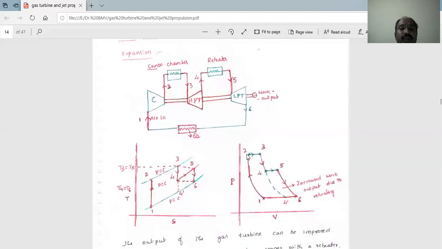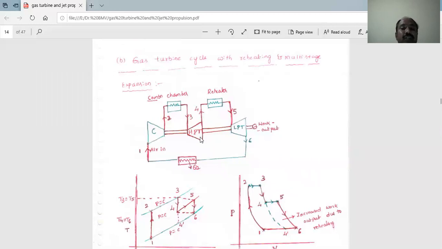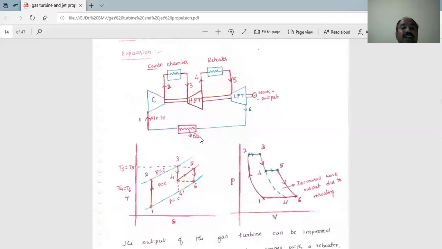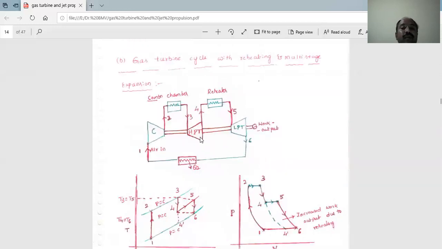P2 is equal to P3. P4 is equal to P5. P1 is equal to P6. All these relationships we take into account while deriving the expression. That's why I am telling you to draw the proper PV and TS diagrams. While reheating, you should consider the two turbines, a high pressure turbine and a low pressure turbine. The expansion process takes place in two stages. That is the very important thing for improving the efficiency of the simple gas turbine.